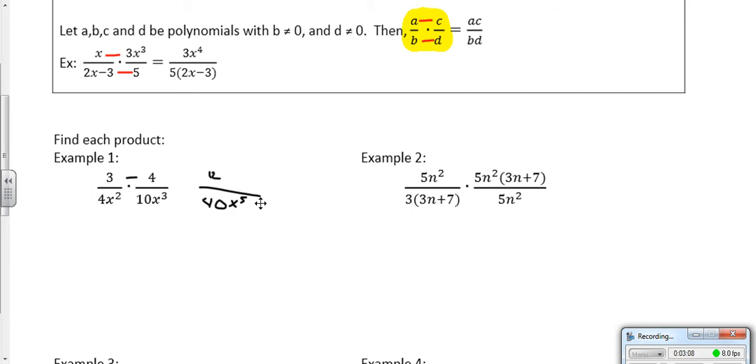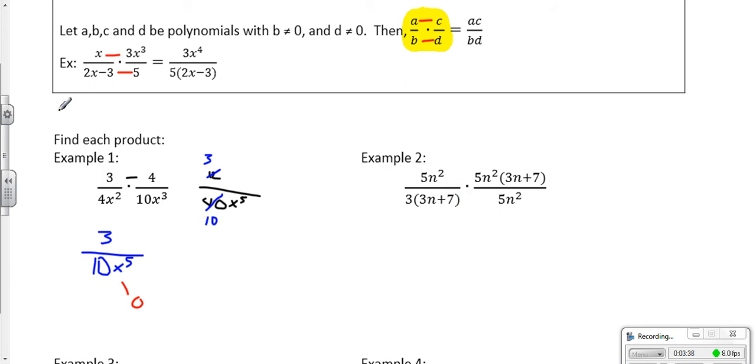And just like before, we should simplify. So 12 over 40, we have 4 can go into each, so 4 goes into 12 3 times, 4 goes into 40 10 times. So our final answer is 3 over 10x to the fifth. Are they asking for excluded values in this case? No, but if you were asked, the excluded value would be 0. We cannot plug a 0 in.